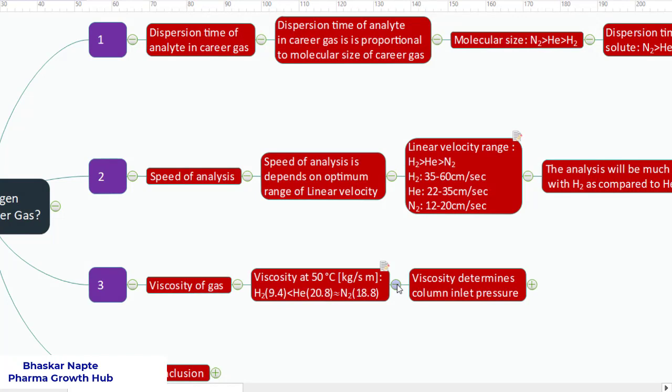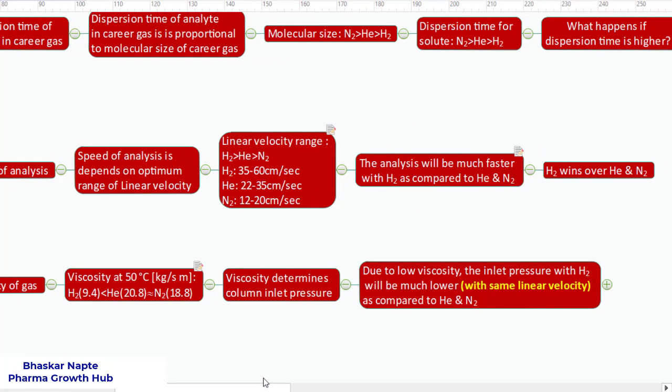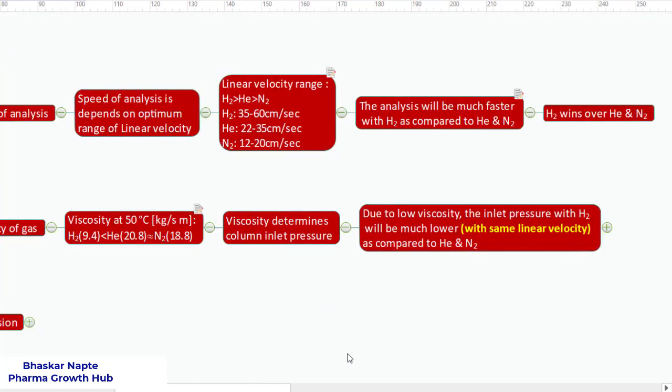So viscosity determines the column inlet pressure. Higher is the viscosity, higher will be the column inlet pressure, or we call it the back pressure in case of HPLC system. It is called the inlet pressure in case of gas chromatography. Higher is the viscosity, higher is the inlet pressure. This statement is going to help us understand the next point. Now, due to low viscosity, the inlet pressure with hydrogen will be much lower with the same linear velocity as compared to helium and nitrogen.